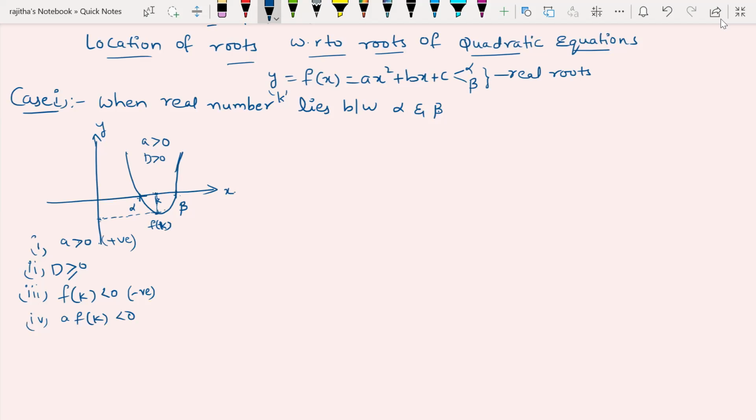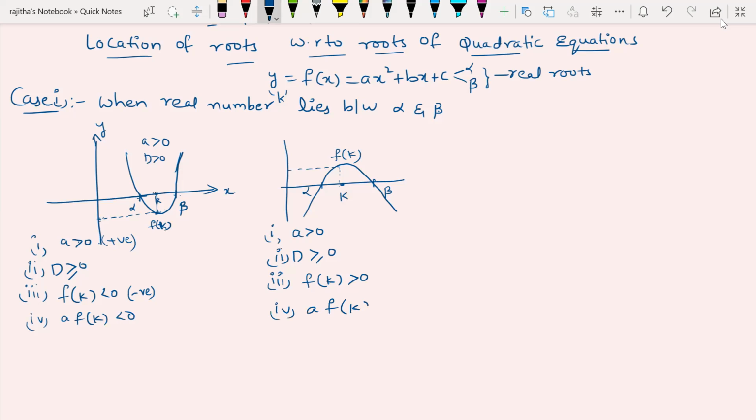Next, the downward direction, the graph is like this. Here are the x-axis and y-axis, and here is the intersection of the two roots alpha and beta. Here is some point k lying between alpha and beta. This is nothing but f of k. So what we have to observe here: a greater than 0, the discriminant is also greater than or equal to 0, and the third point is f of k greater than 0.